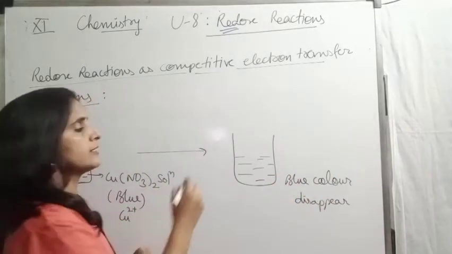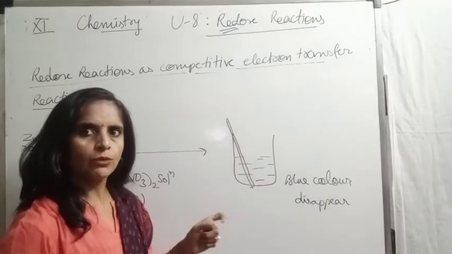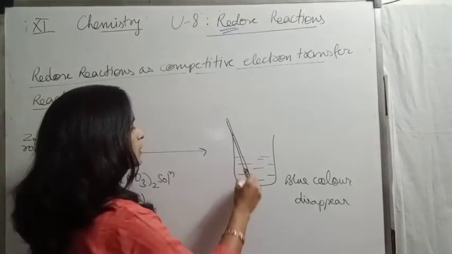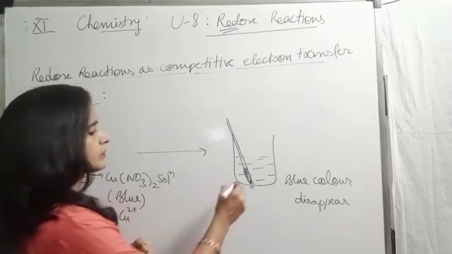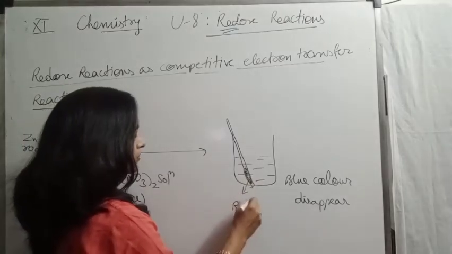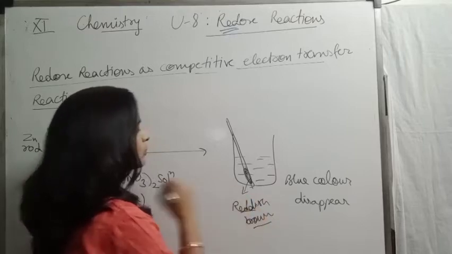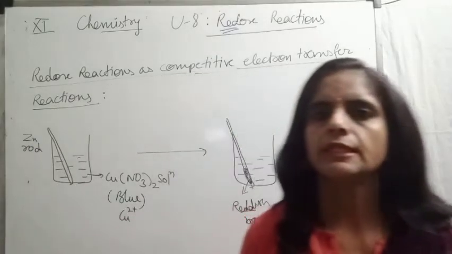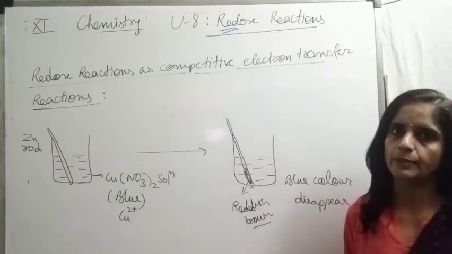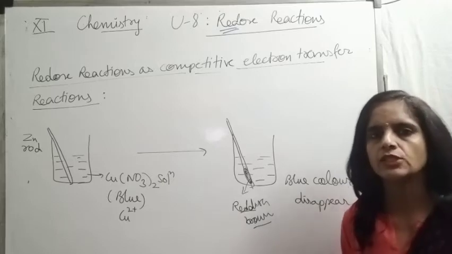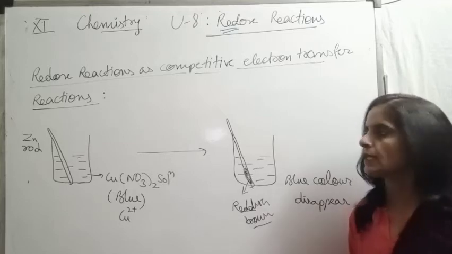And the second change that you will observe is that on the zinc rod you will find a coating of reddish brown metal. Clear? Reddish brown colored coating you will observe on the zinc rod. Now, why are these changes taking place? The reason for these changes: you must have done this experiment in 10th standard also.